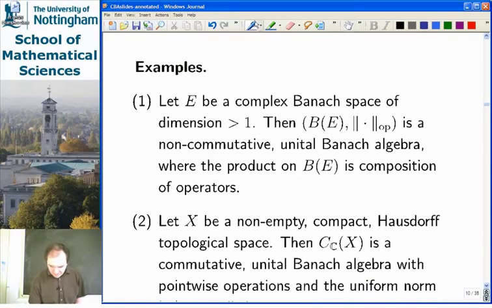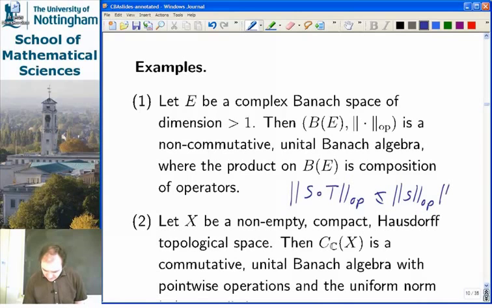So here are those comments again. If you want a non-commutative Banach algebra, you can take B of E, and the only new fact here, compared to what we said before, is to talk about the composite of two operators. That's that the operator norm of the product, so the operator norm of S composed with T, is less than or equal to the operator norm of S times the operator norm of T. And that is a very easy exercise to check.